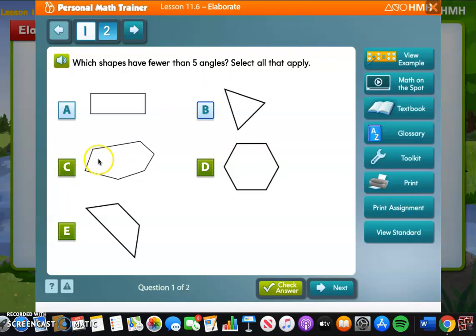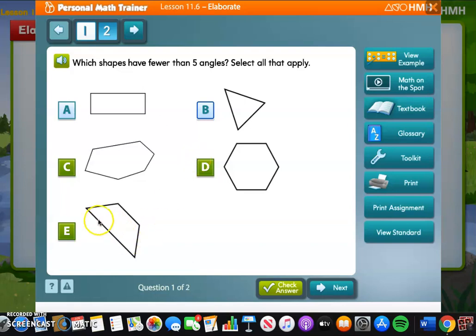Now let's count this shape over here. Let's count all the angles that we see in this shape. So we have 1, 2, 3, 4, 5, 6. So this is a funny looking hexagon. And a hexagon, again, has 6 sides, 6 angles, 6 vertices. 6 is more than 5. So this hexagon would not be included in the fewer than 5 angles category. This is also a hexagon, so it's also going to have 6 sides, 6 angles, and 6 vertices. So we're not going to include that one in the category of fewer than 5 angles either.